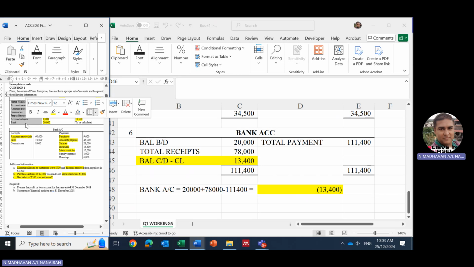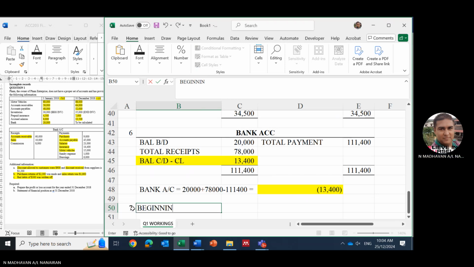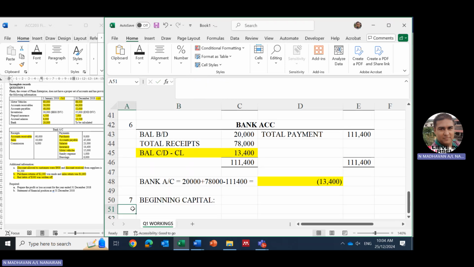Now, I have done everything, correct or not? But one more working is missing. What is it? One more is missing. Always remember, you must also calculate your beginning capital. How do you calculate beginning capital? Beginning capital means capital as at 1 Jan 2018. So what do you do?